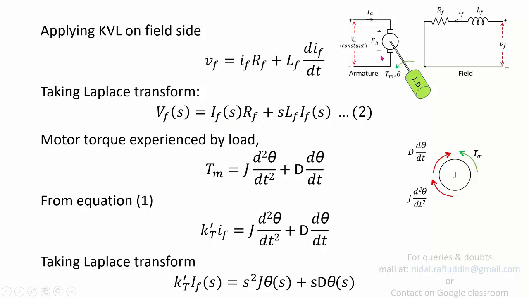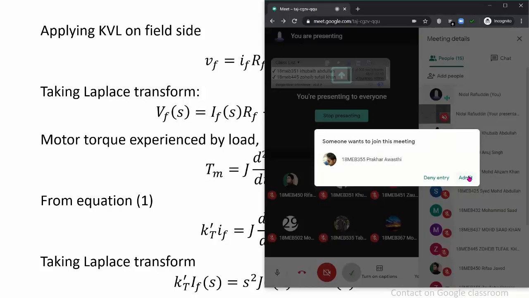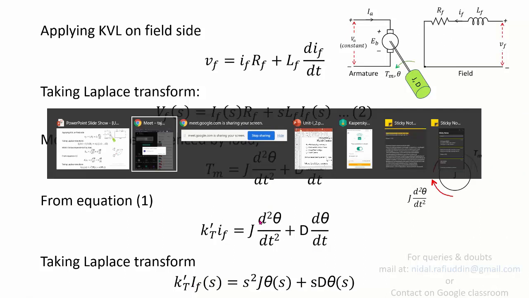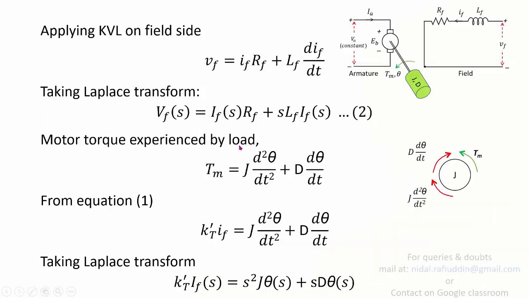We want to obtain the transfer function where Vf is input and theta is the output. So if you look at this expression, you have theta, which is the output, while If is not the input. This is a variable that should have a relation with Vf, and we'll try to eliminate this. In order to eliminate If, we have a relation of If with Vf in equation 2. So from equation 2, we'll obtain Vf, and then substitute this in place of If in order to obtain the relation between input and output.